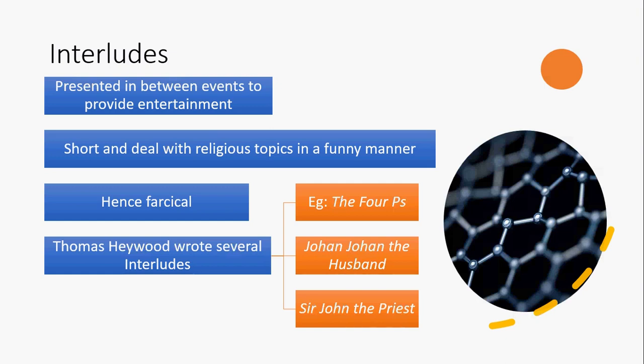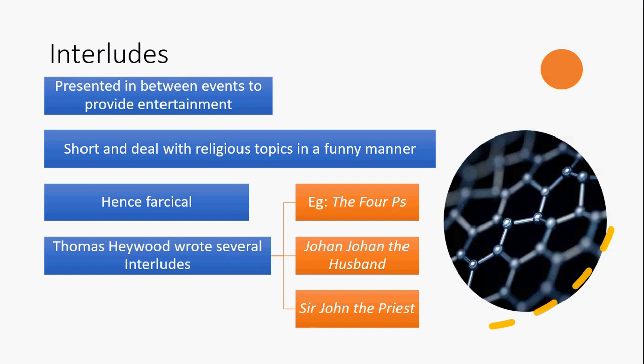When we were talking about the origin of English drama, along with mystery plays, miracle plays, and morality plays, interludes were also mentioned. What are interludes? As the term indicates, an interlude is something that comes in between something else. It was a short play presented between some events to provide entertainment. It could be any event happening. In the course of that event, during a short break, a short play gets performed.